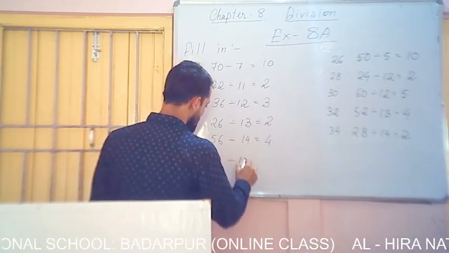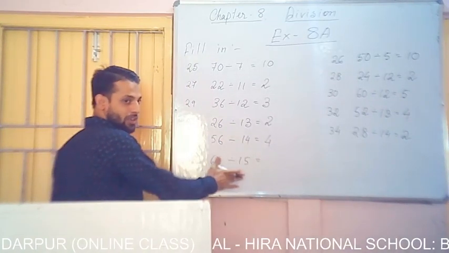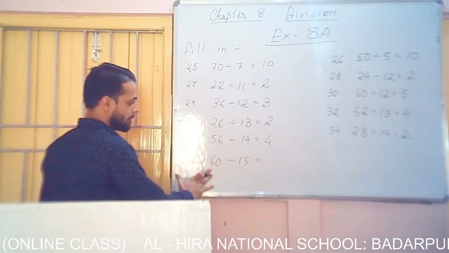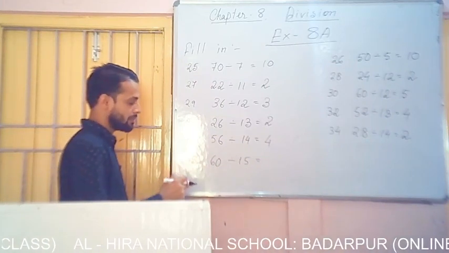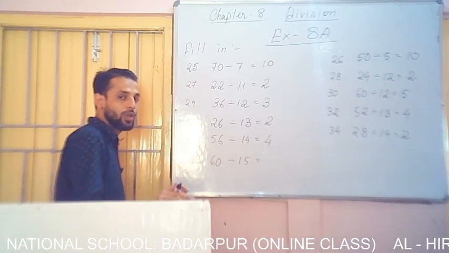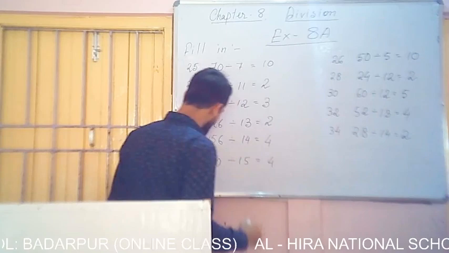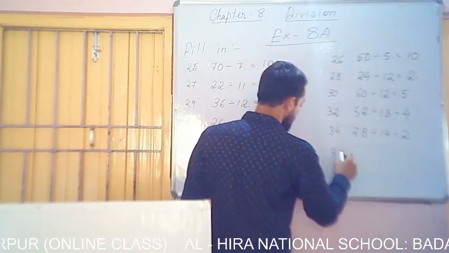60 divided by 15. So what we have to do? We have to divide 60 by which number? 15. If we go through the 15 table, we'll get what? We'll get 4. So 15 into 4 equals to 60. So here we are going to write what? 4. The next question is what?